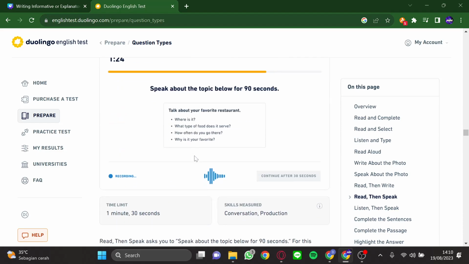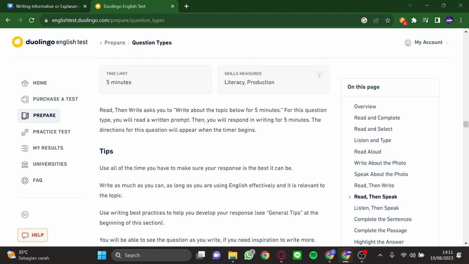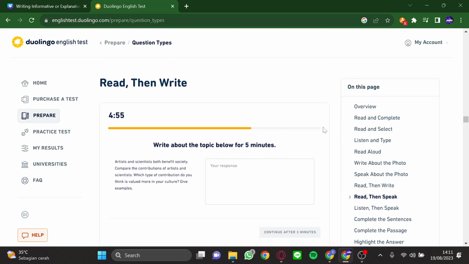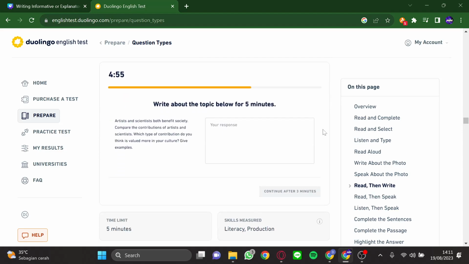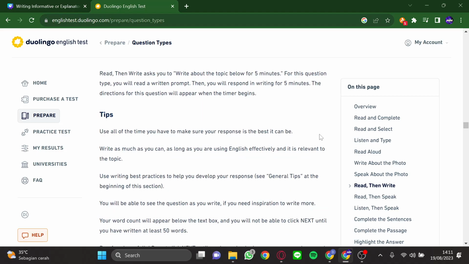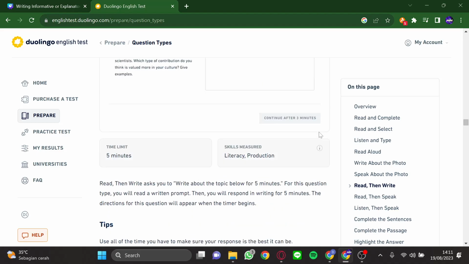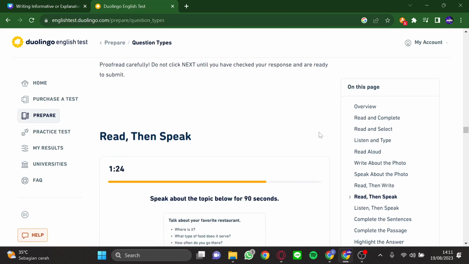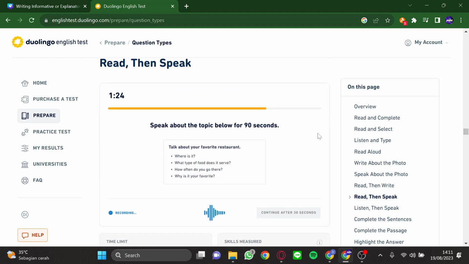Next is read then speak. Same thing, but verbally. There's a prompt, and you have to speak it out loud, but it's with a lesser time limit. If the read then write section is allowing you 3 until 5 minutes for you to answer, so you can have as many answers as possible, this one allows you only 30 until 90 seconds. So you have to really convey information fast if you have a lot of stories to tell based on these prompts.